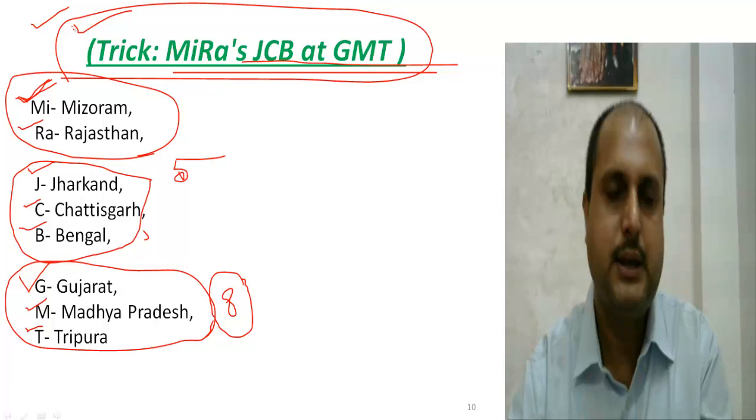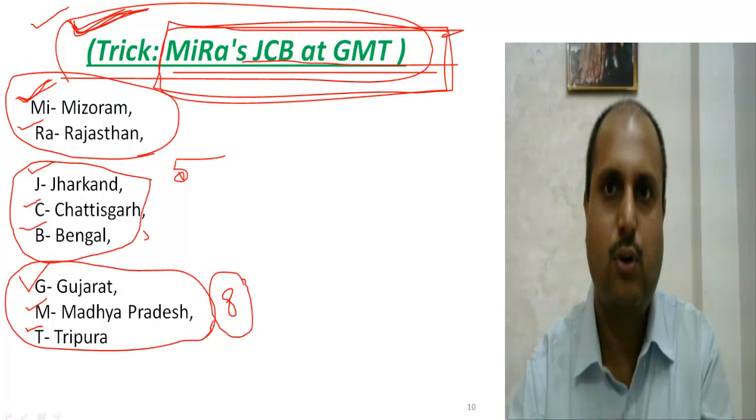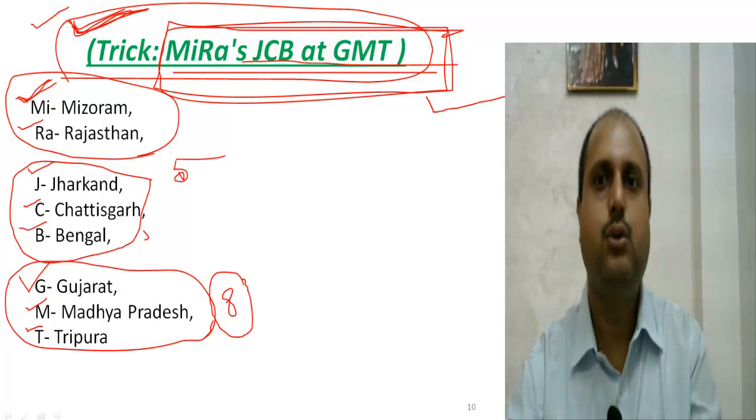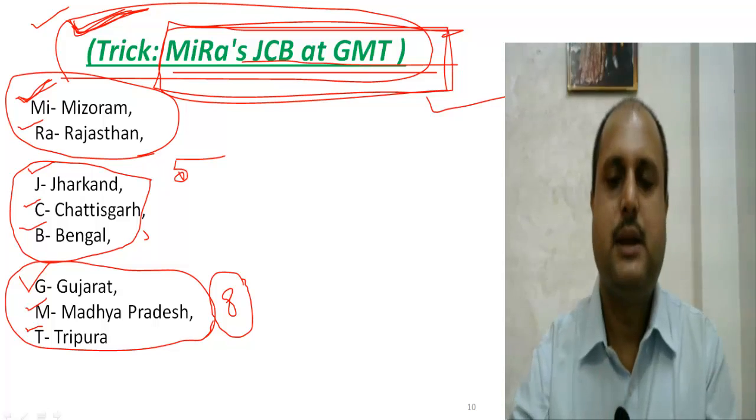With the trick we can remember these states in a beautiful manner. So I hope that you will never forget this in your lifetime: Mira's JCB at the GMT. You can repeat the same trick 4 or 5 times so that it will be learned well and you will not forget it in your lifetime. Mira's JCB at the GMT.